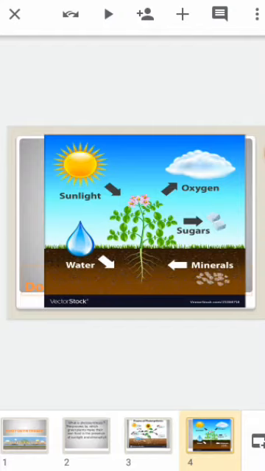Further diagram is here. Look at this diagram. Plant also absorbs minerals from soil. This arrow shows minerals, and this arrow shows water.